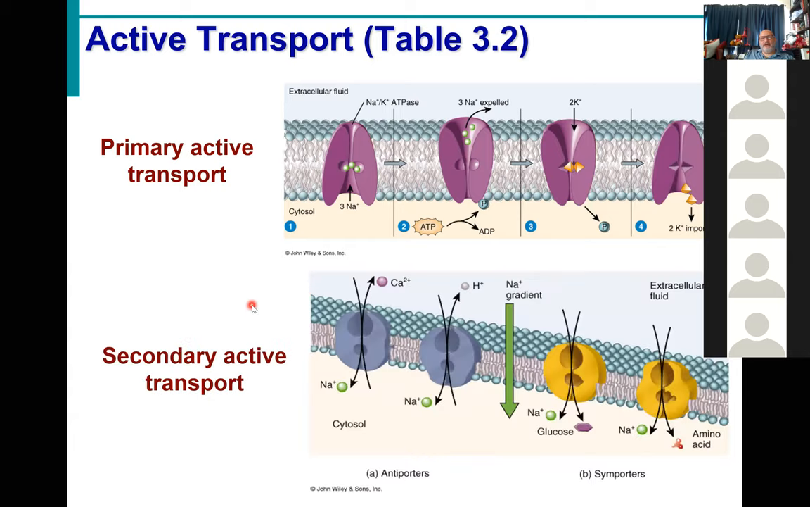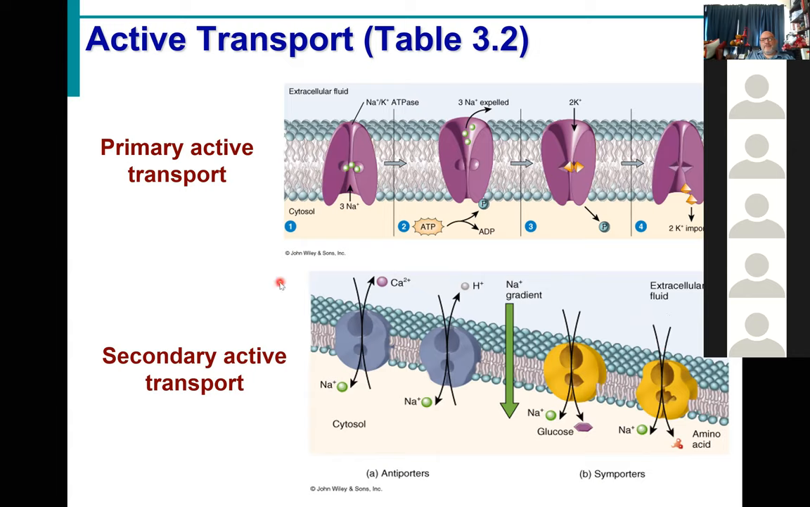Here, in a little bit more simplistic form, are our examples of our secondary active transporters. Again, sodium is the most common molecule used in our secondary active transporters because, as we talked about, sodium really, really, really wants to come into the cell. So we can let sodium come in to kick out a calcium, or we can let sodium come in to kick out a hydrogen. These are antiporters because they're moving the molecules in opposite directions. Or we can let a sodium come in and it can bring in a glucose. Or we can let a sodium come in and it can bring in an amino acid.